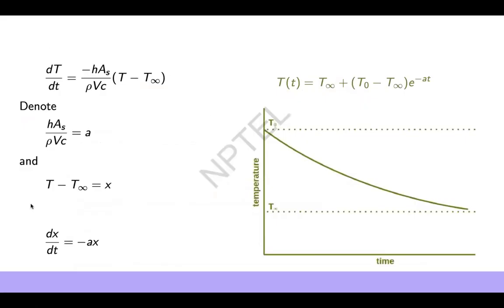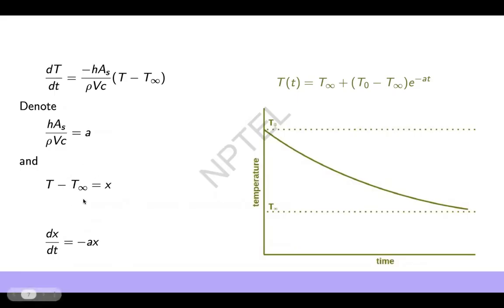But before that, let me quickly go through how to solve this problem manually. This is the equation that we have: dT by dt is equal to minus HAS divided by rho V c multiplied by T minus T infinity. We know that every value here is a constant, so together we can call this a new constant, small letter a. Now we have T minus T infinity; let me call it x. Now, if I take the derivative of both LHS and RHS with respect to time, we know this is a constant.